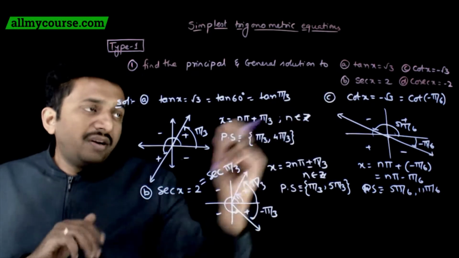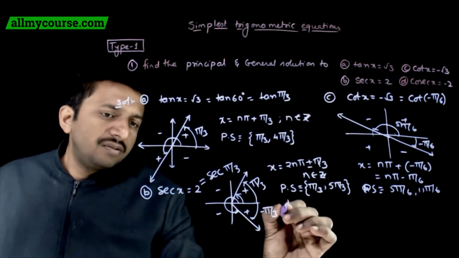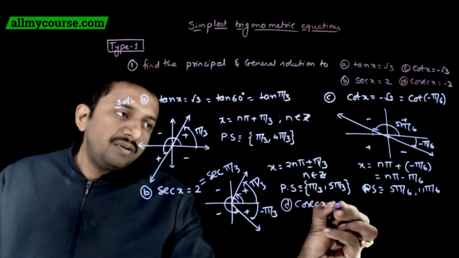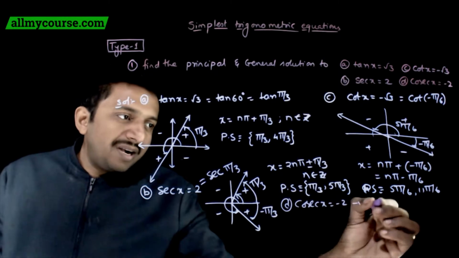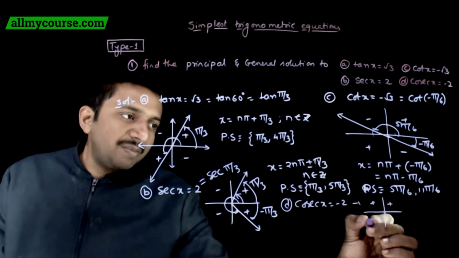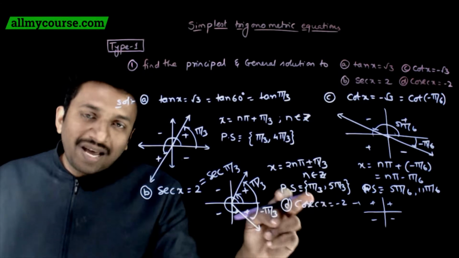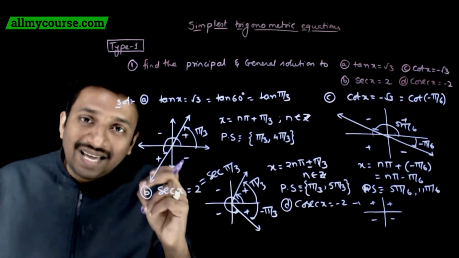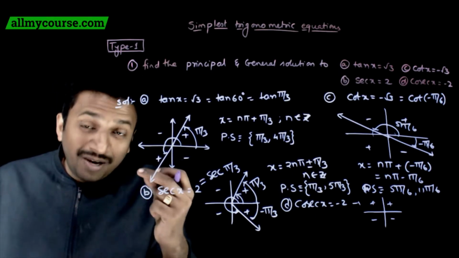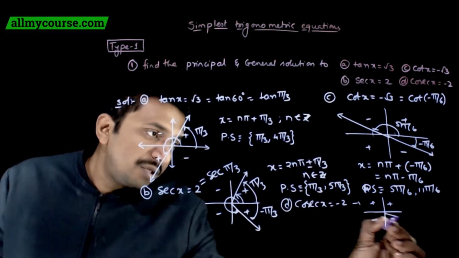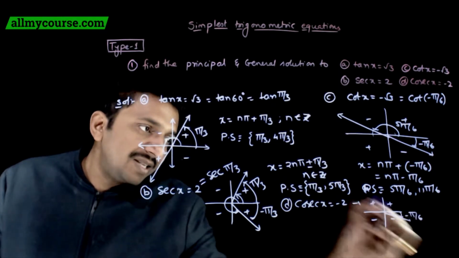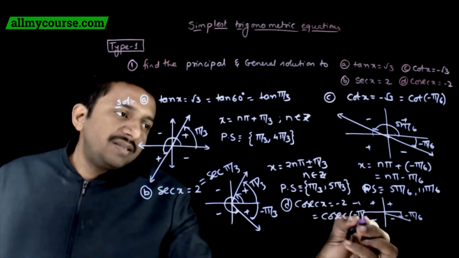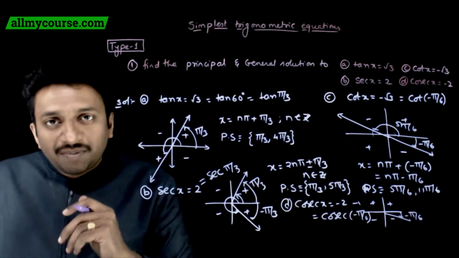So now let us go for our fourth question. The fourth question is cosecant x is equal to minus 2. The quadrant diagram for cosecant looks like plus, plus, minus, minus. So cosecant is minus, so I'll get some angle in the fourth quadrant. Cosecant x is equal to minus 2 implies sine is minus 1 by 2. So 1 by 2 corresponds to 30 degrees, so minus 1 by 2 should correspond to minus 30 degrees, minus pi by 6. So minus 2 can be written as cosecant of minus pi by 6. So cosecant x is equal to cosecant minus pi by 6.